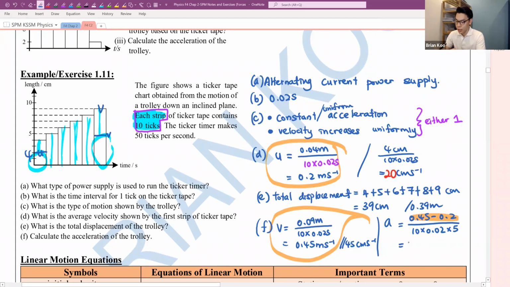So if you want to simplify the top first and then the bottom, you can. Oh, it's just one. So 0.25 meter per second square.